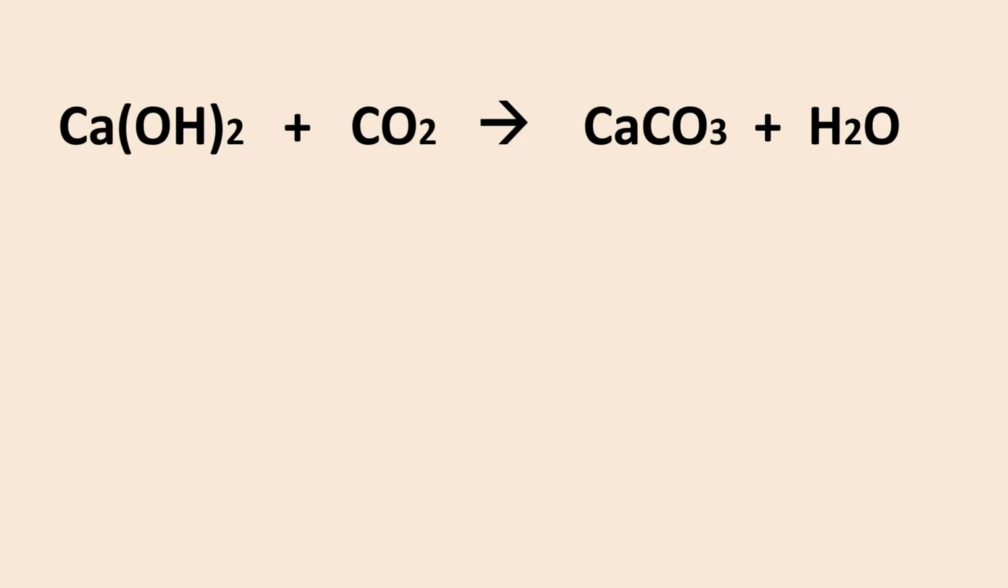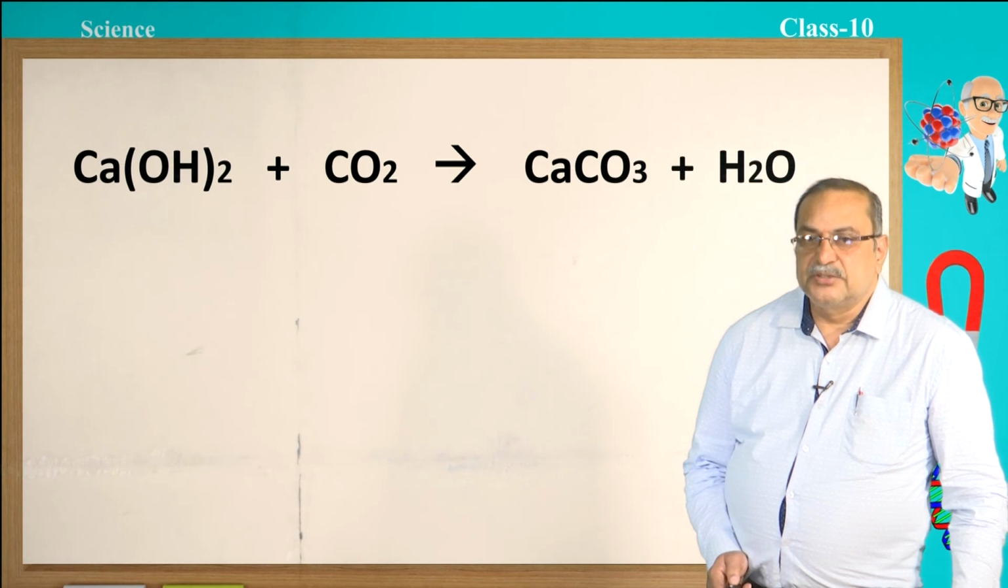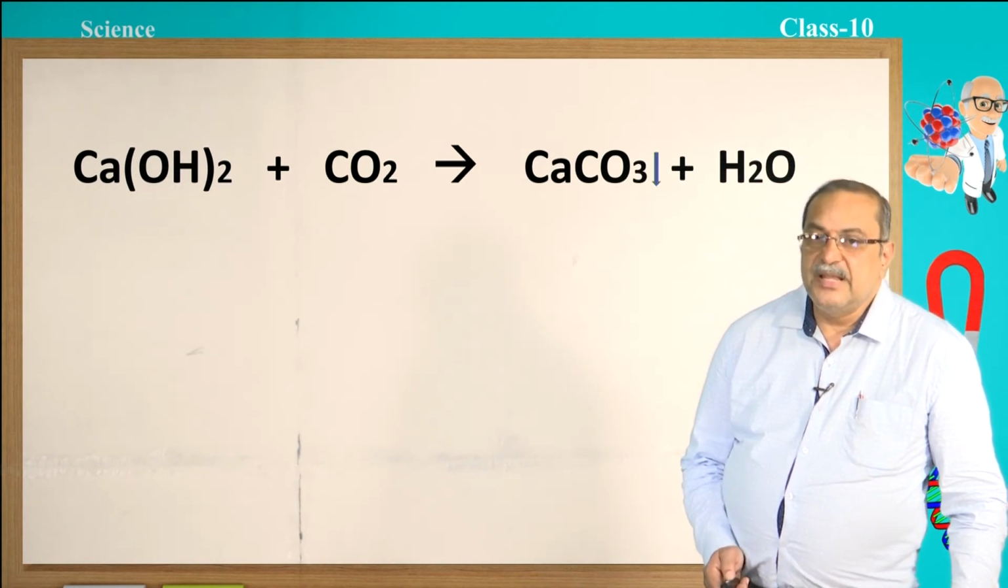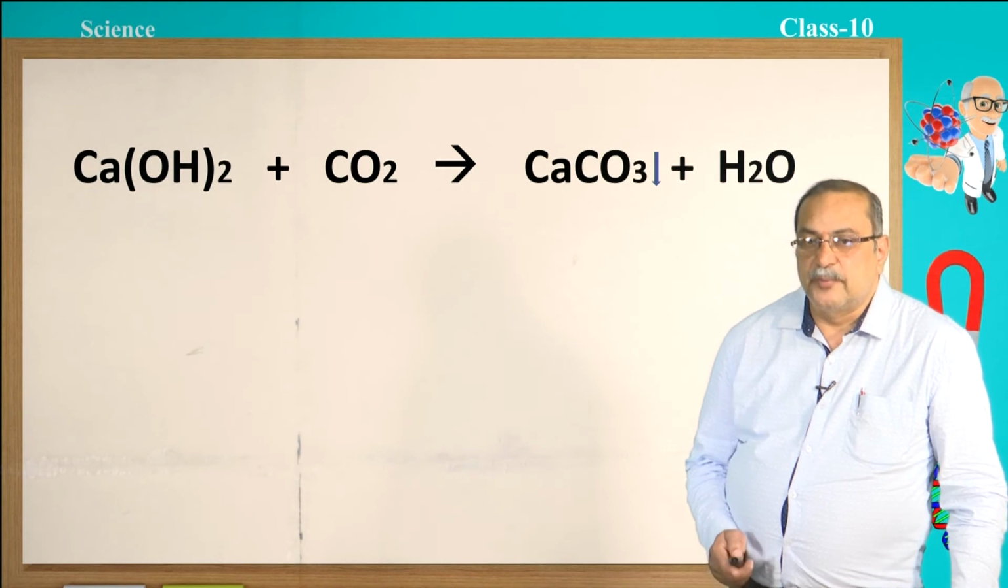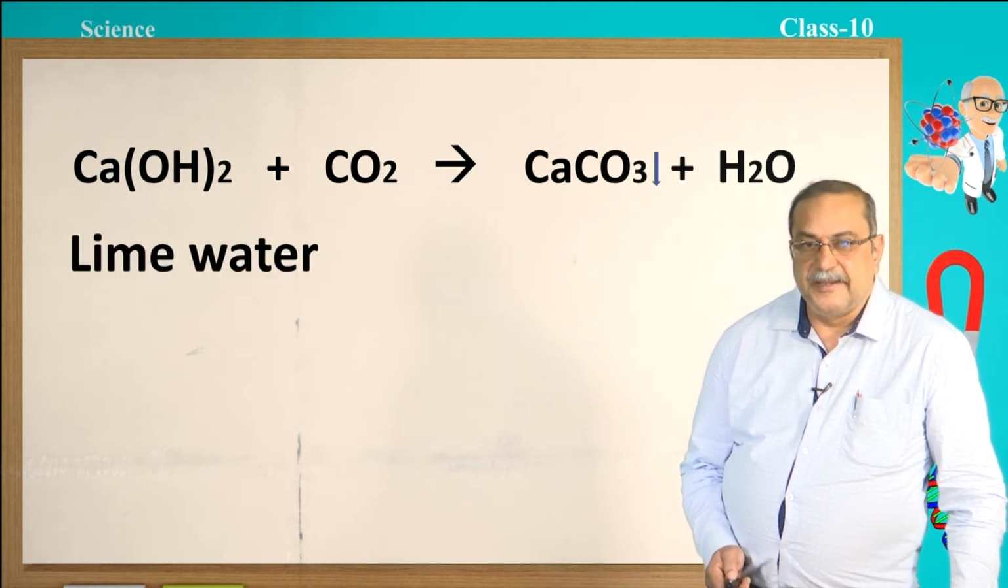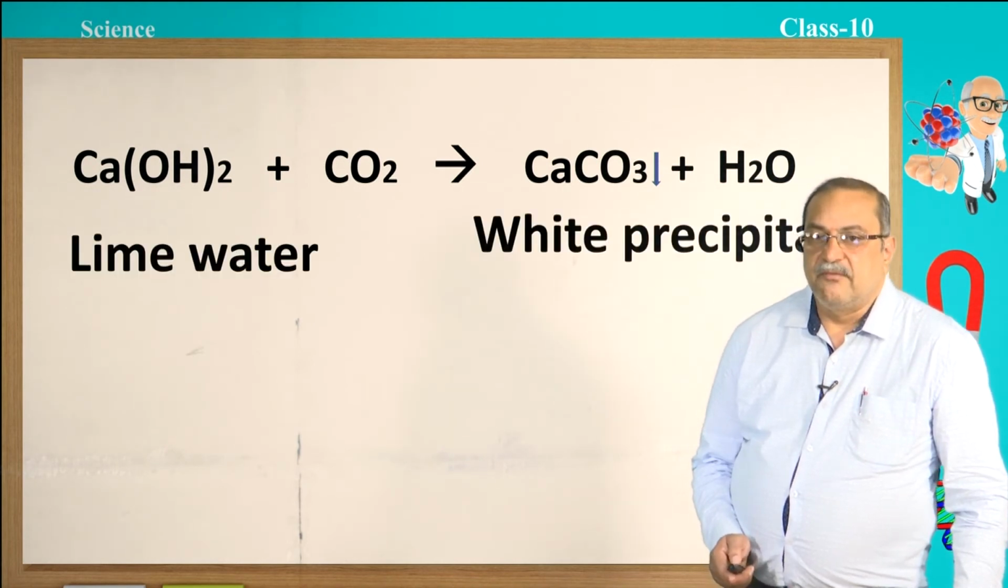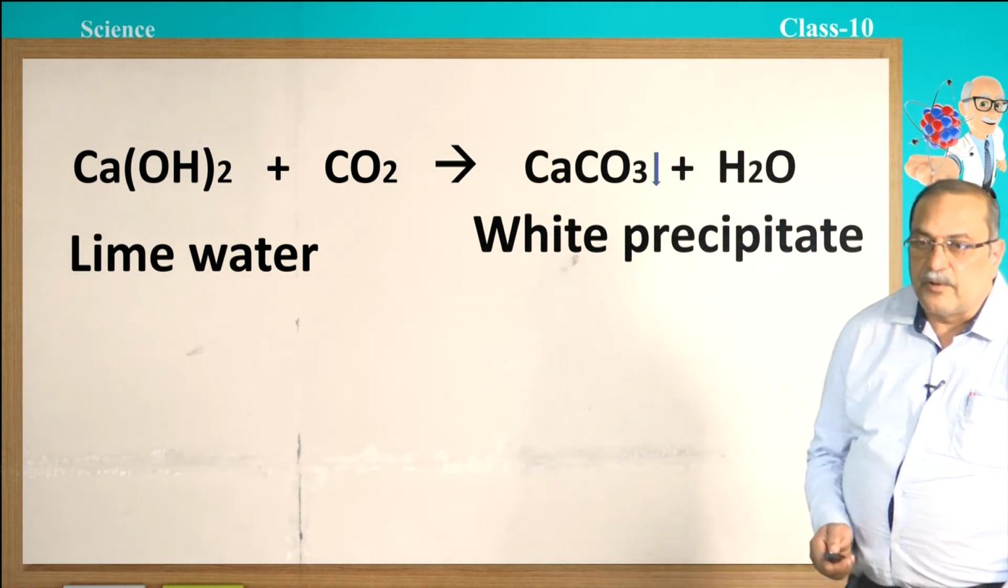Okay. Here we can write the equation: Ca(OH)2 plus CO2 gives CaCO3 plus H2O. Calcium hydroxide plus carbon dioxide reacts to form calcium carbonate plus water. This calcium carbonate is going to be precipitated. So, from lime water, a white precipitate is going to be obtained.